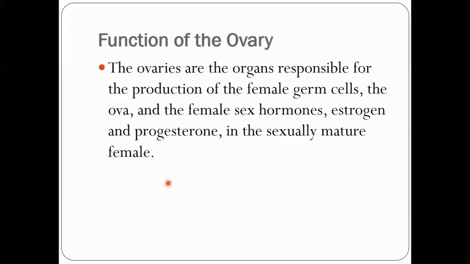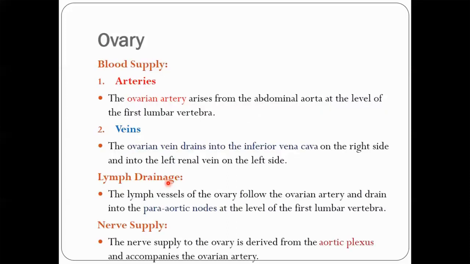Function of the ovary: the ovary is responsible for production of mature oocytes, which are the female germ cells. The ovary is also responsible for production of the hormones estrogen and progesterone in females.